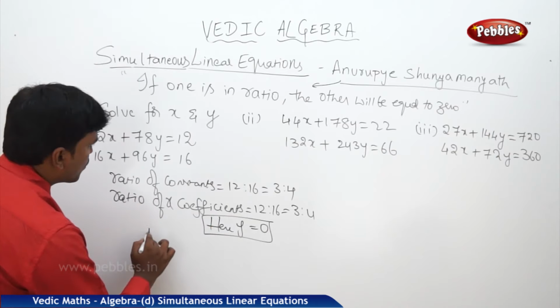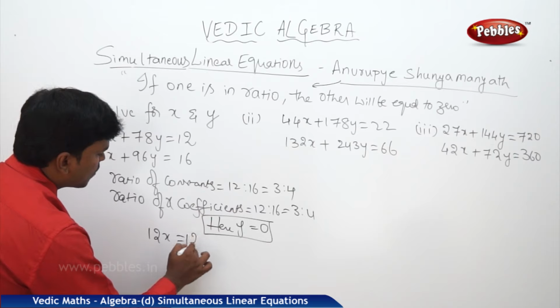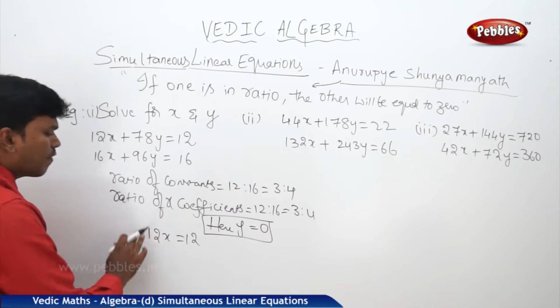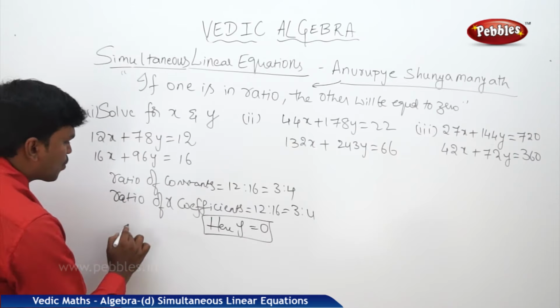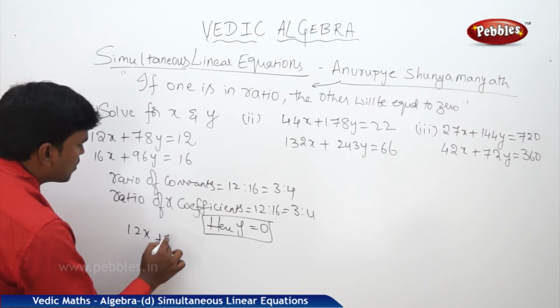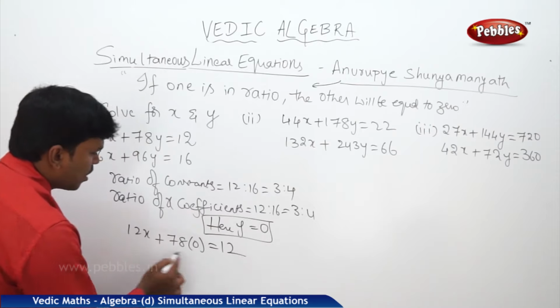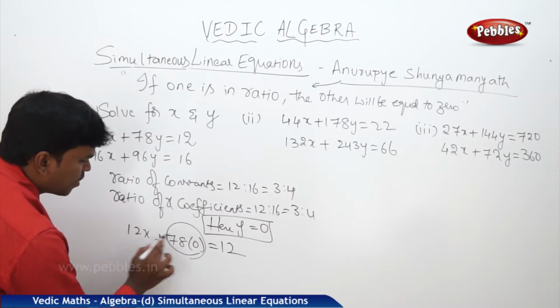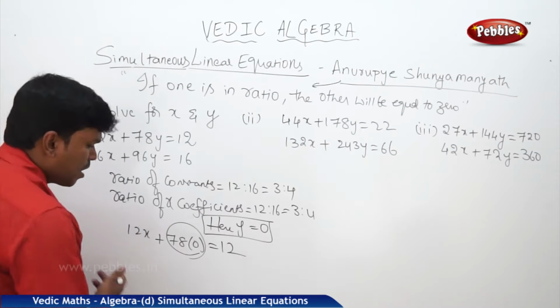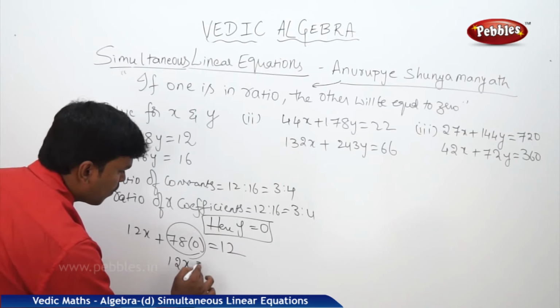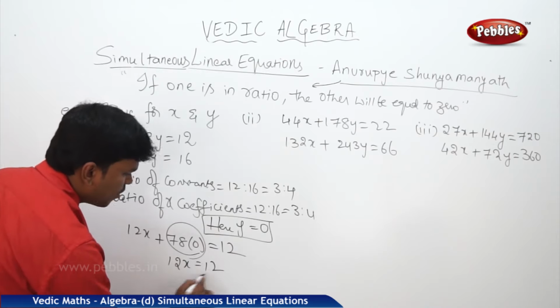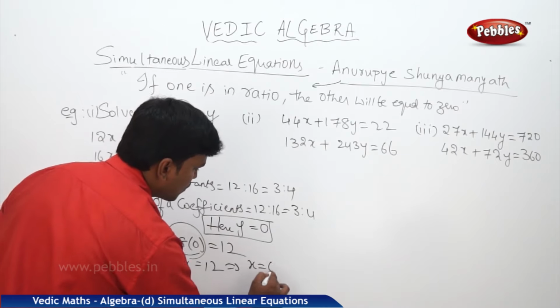If y equals 0, then 12x equals 12. Why? I will write it in an elaborate way. 12x plus 78, anyway y equals 0, so put 0 here, equals 12. So this total term will become 0, because 0 into anything is 0. So 12x equals 12. Then what is the x value finally? The x value equals 1.